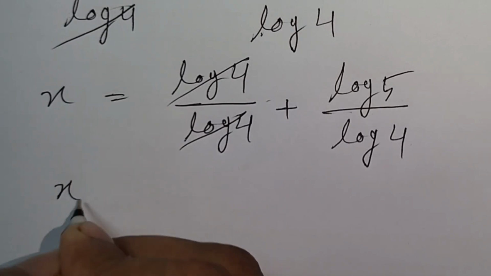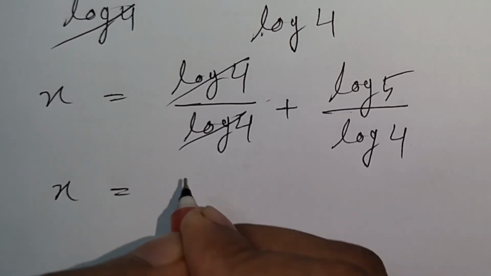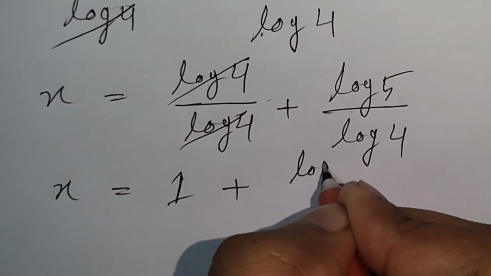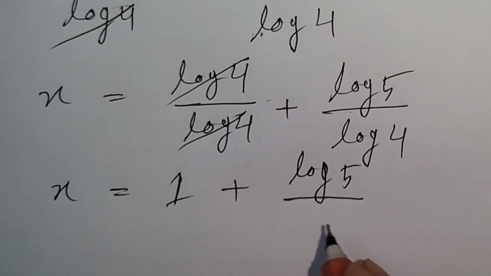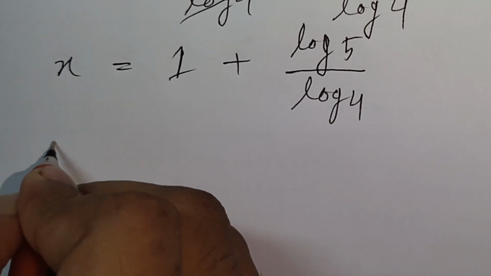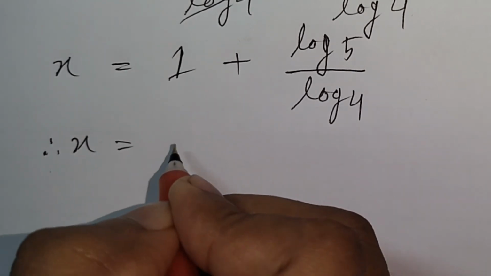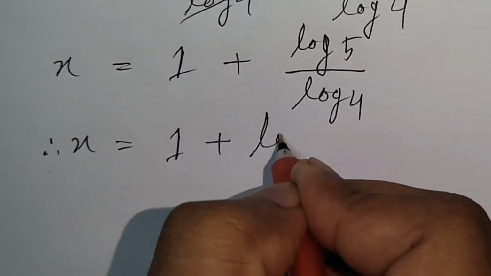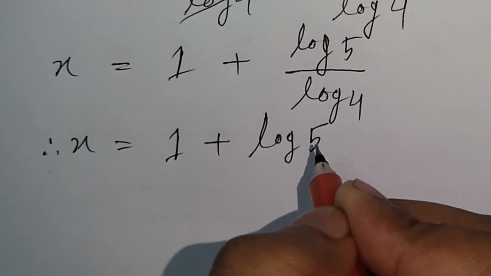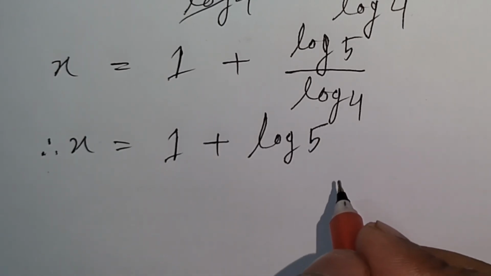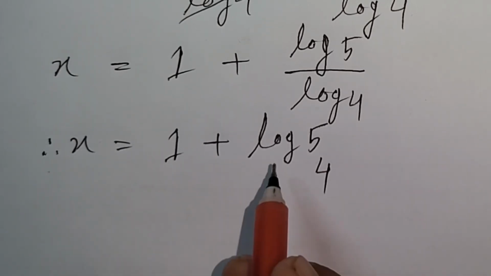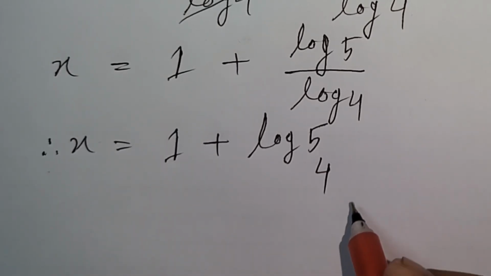Now I write down x is equal to 1 plus log 5 divided by log 4. So x is equal to 1 plus log 5 by log 4. This is the value of x. Answer.